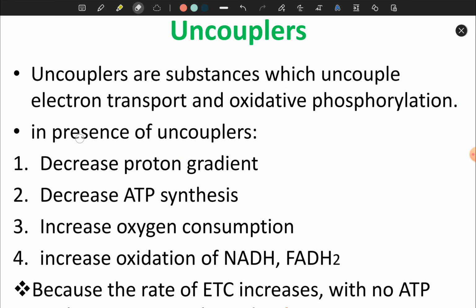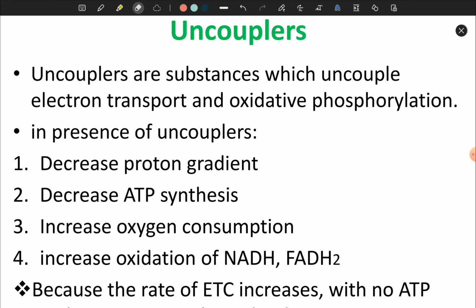In the presence of uncouplers, what will happen? There will be a decreased proton gradient. What should decrease the proton gradient? Yes, very good, because it has a way of returning the protons back to the mitochondrial side. Okay, 2,4-dinitrophenol carries protons back to the mitochondrial side.